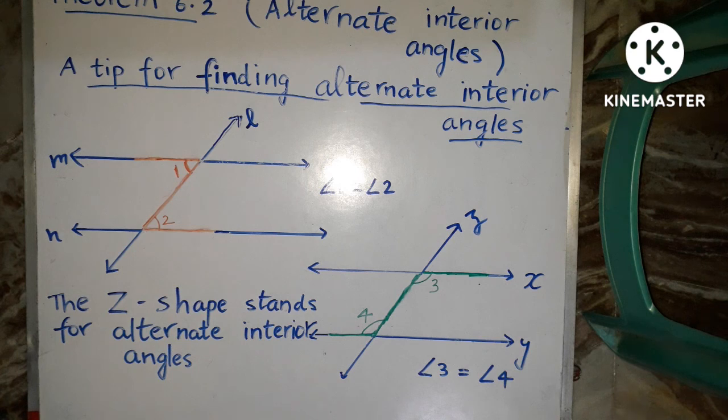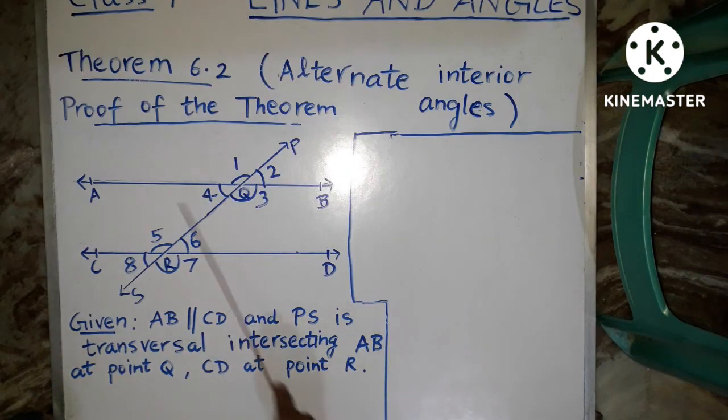And we can simply use the words alternate angles for alternate interior angles. Since this is a theorem, it has a proof. From the concept we have learnt earlier, we are now going to prove this theorem. Now let us look at this proof of this theorem. Before starting a proof, we must write what is given.